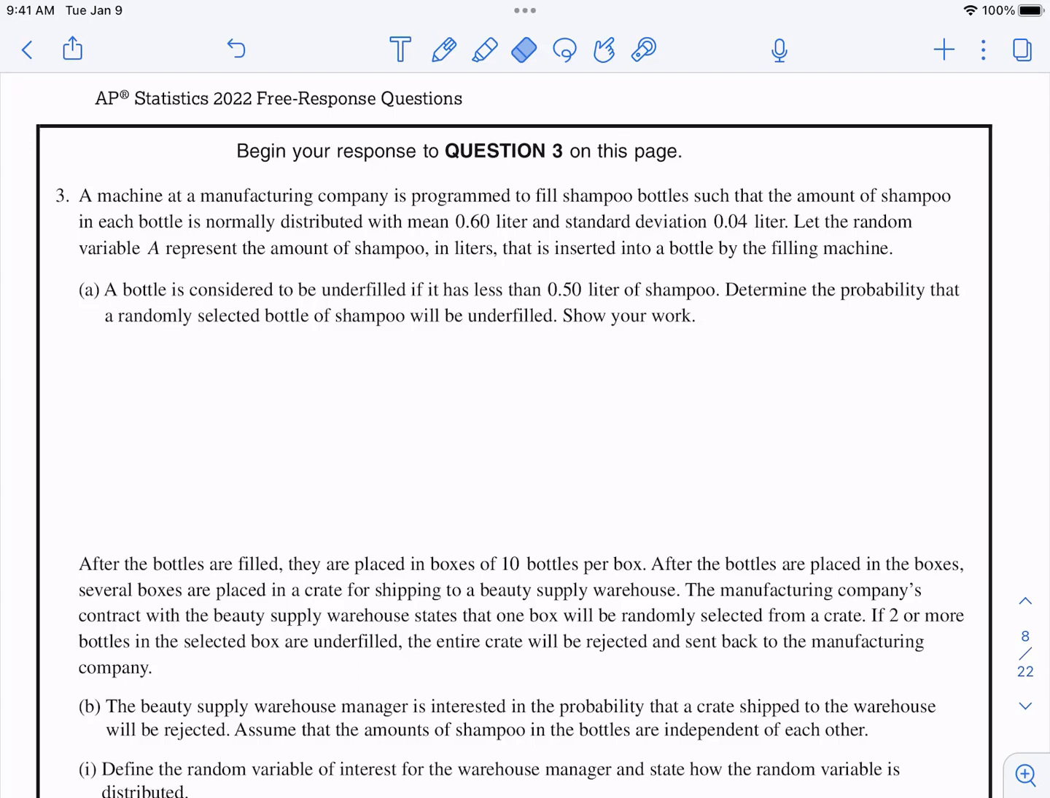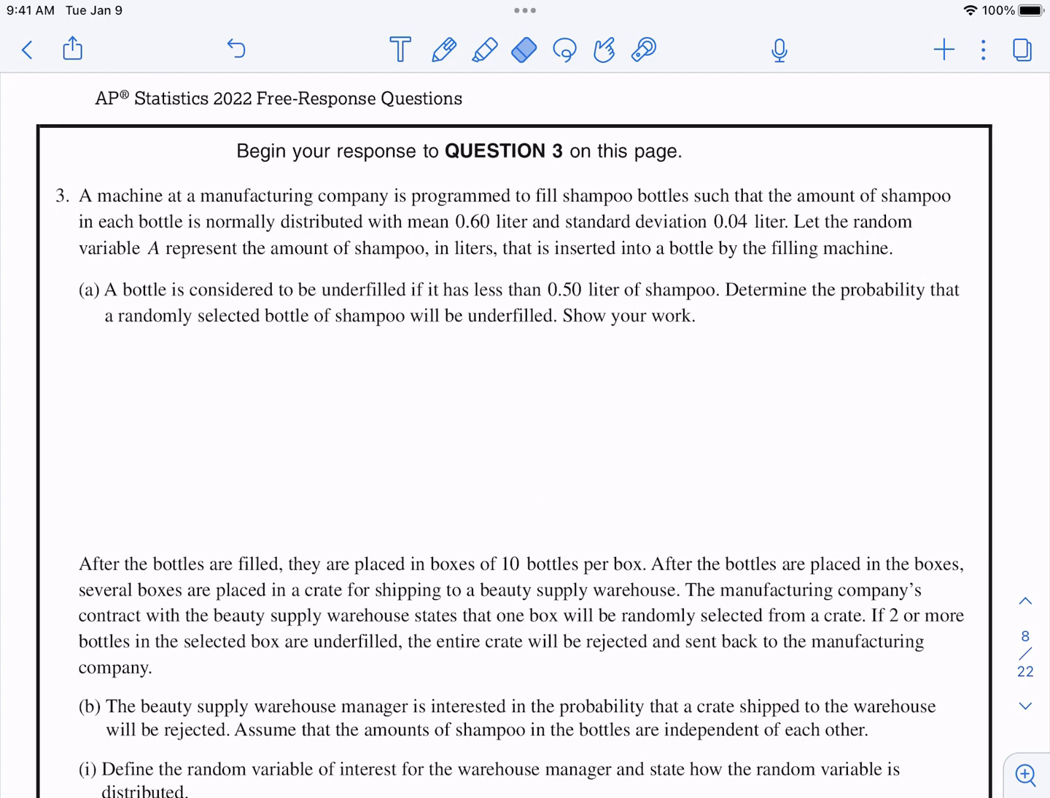Hello, this is Dave Ferris, and I'm going to walk you through the rubrics and scoring for question 3 on the 2022 AP Stats exam. Just a quick overview, question 3 is typically probability and sampling distributions. That will be for the foreseeable future.